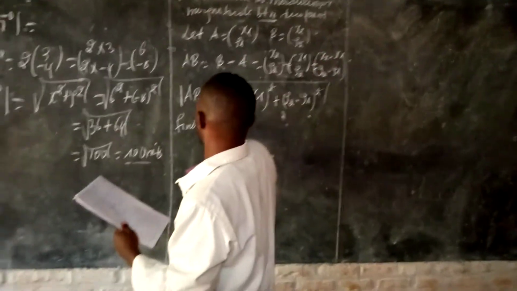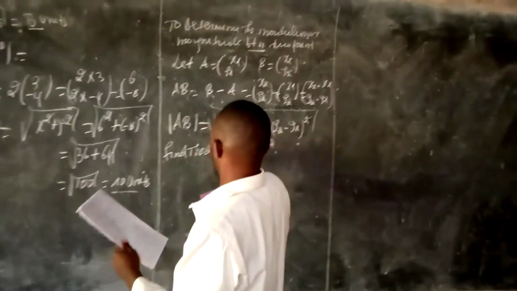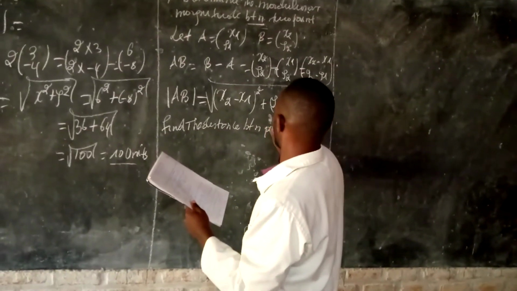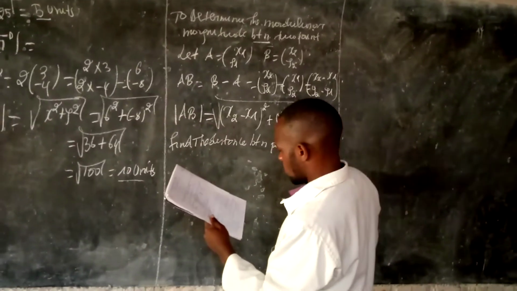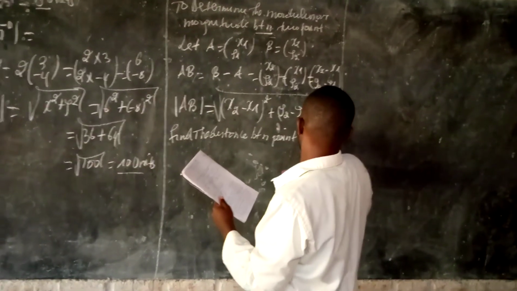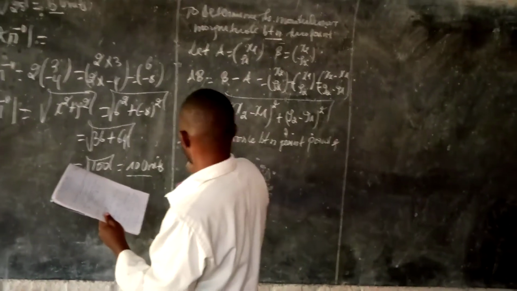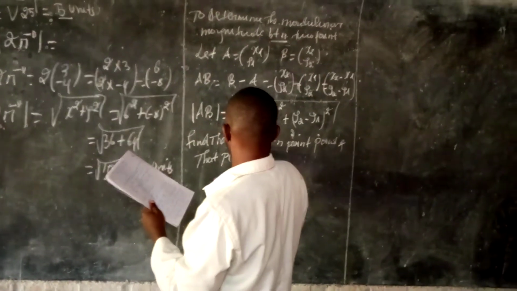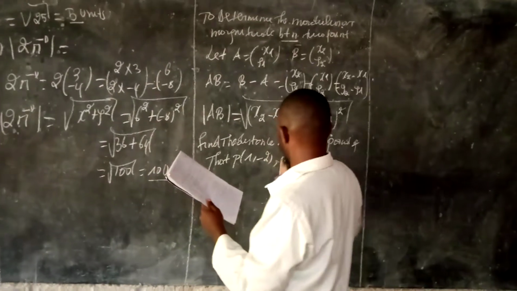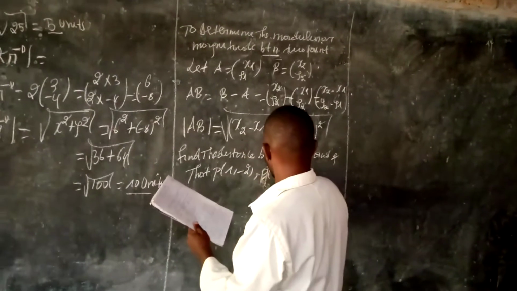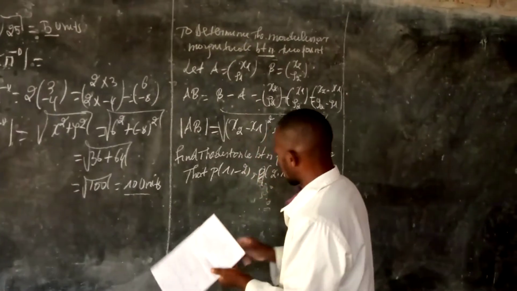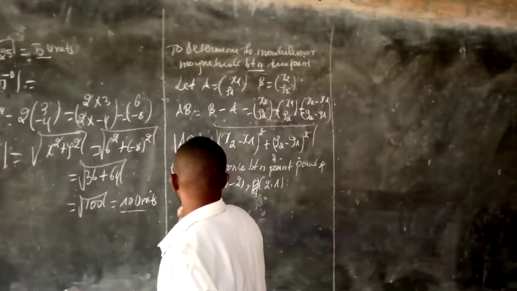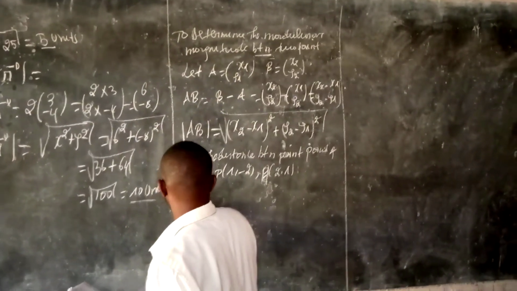Find the distance between point P and the point Q. P has the coordinates 1 and negative 2, while the point Q has the coordinates 2 and 1. Okay, so now you can find the distance between those two points, and now we get the solution.